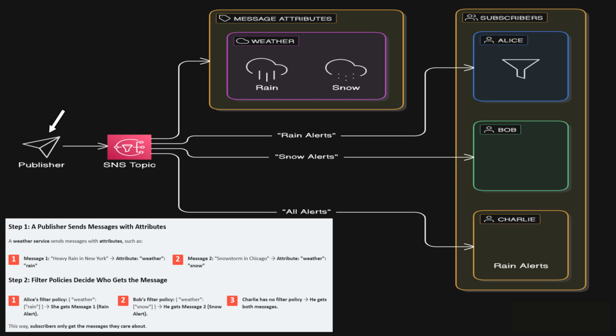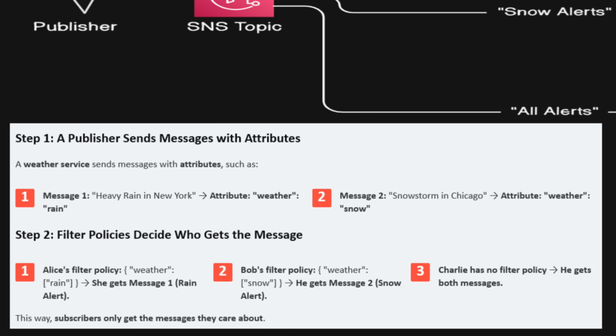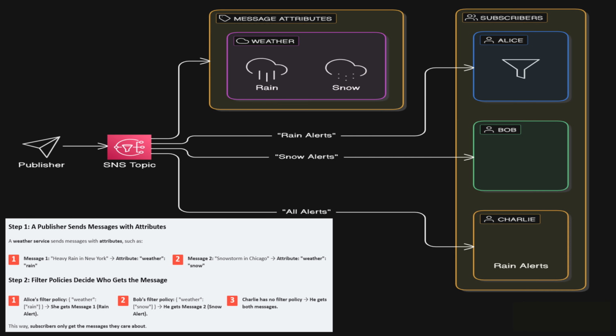Step 1 is a publisher sends messages with attributes. In this use case, a weather service acts as a publisher, which sends messages with attributes. The message attribute is weather and the values are rain and snow. Message 1 says heavy rain in New York. Here the attribute is weather, value is rain. Message 2 says snowstorm in Chicago. The attribute is weather and the value is snow.